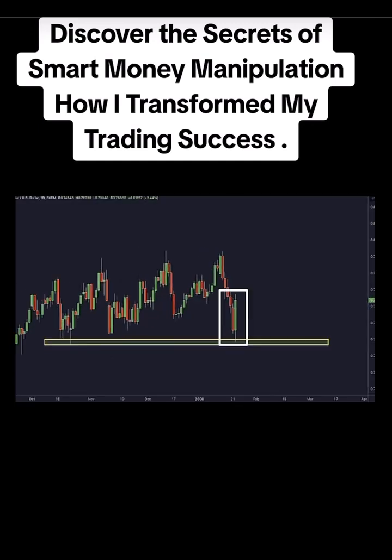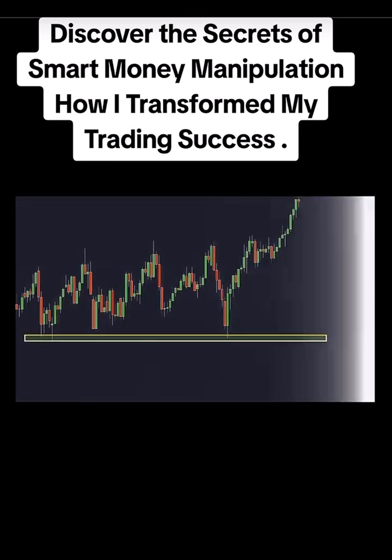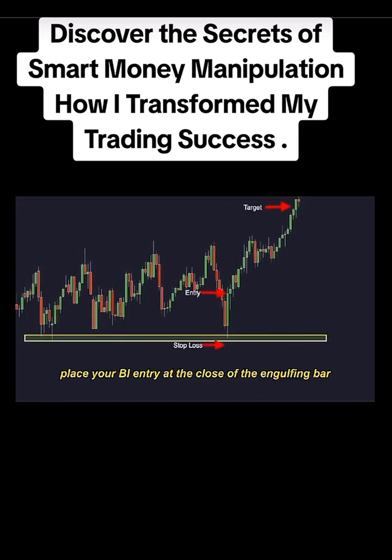exit. Next, consider an engulfing bar pattern. At a support level, after seeing smaller candles, a bullish engulfing bar forms, engulfing the previous bearish candle. This indicates a strong reversal. Place your buy entry at the close of the engulfing bar, set your stop loss below the support, and your target at the next resistance level.